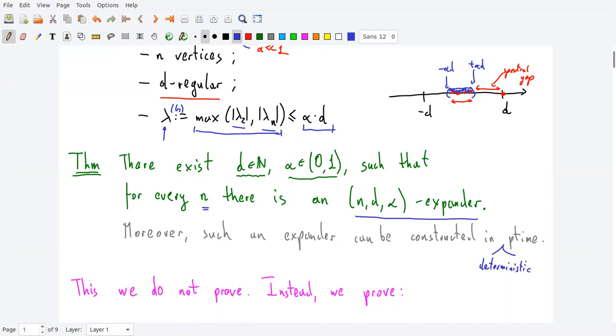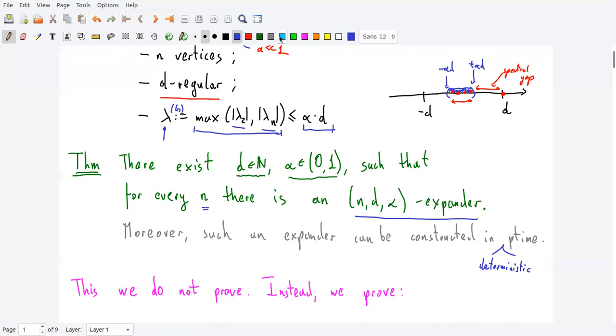Because as I said earlier, it is quite easy to actually prove that there exist expanders by just sampling a d-regular graph, and proving that it has good expansion properties. We have not done it yet because this is a bit technical, but maybe we will do it during the tutorials. However, the important part about this theorem is that such (n, d, alpha) expanders can actually be constructed deterministically.